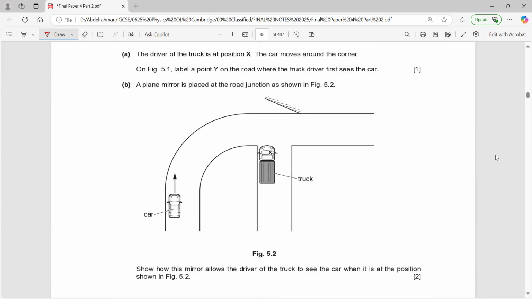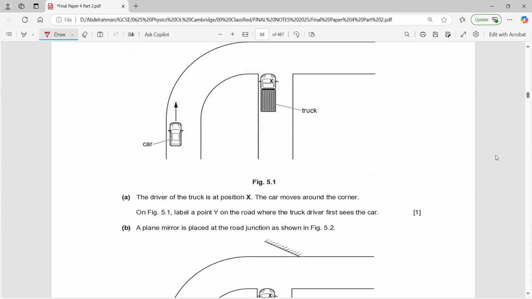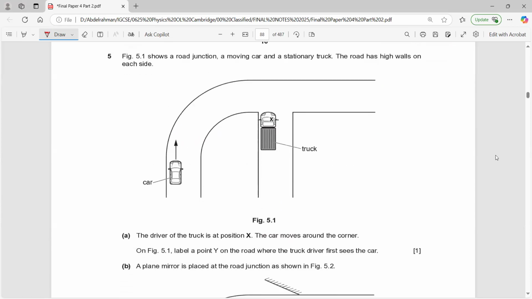Moving on to the previous question. Figure 5.1 shows a road junction with a moving car. Driver X is at position X. The driver moves around the corner. Label a point Y on the road where the truck driver first sees the car. This is a nice question. As the car is moving through the corner, when could the truck driver first see the car?